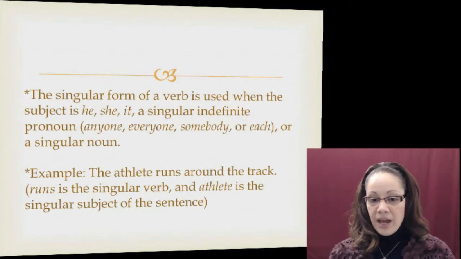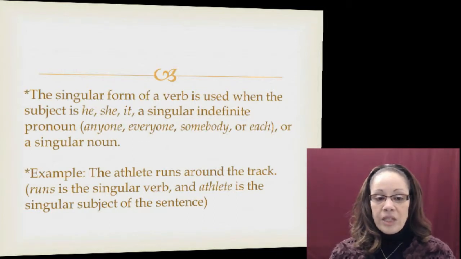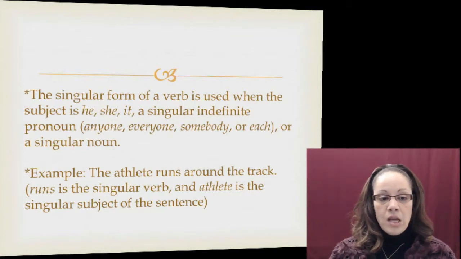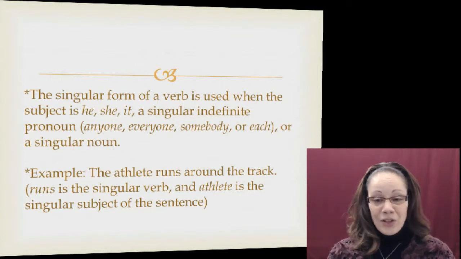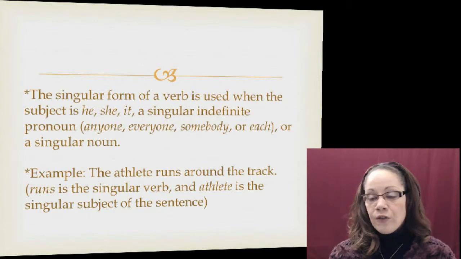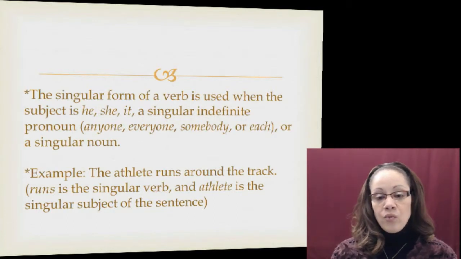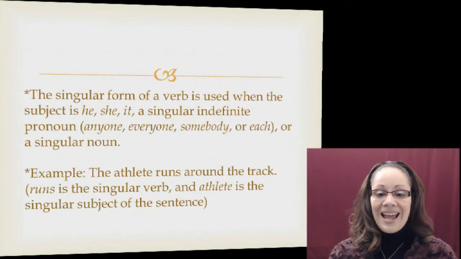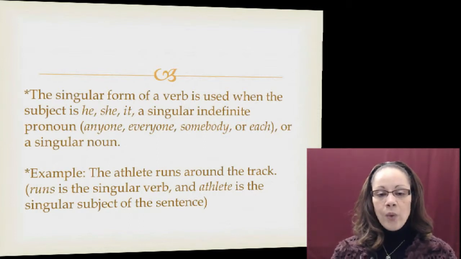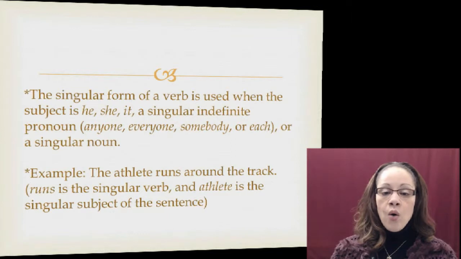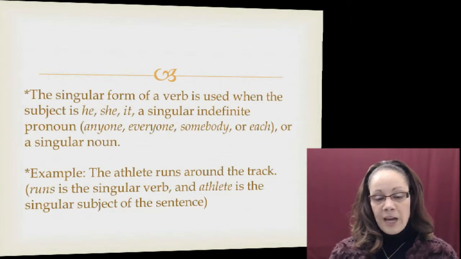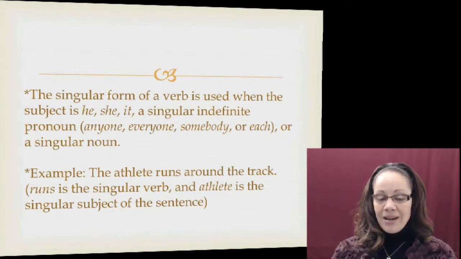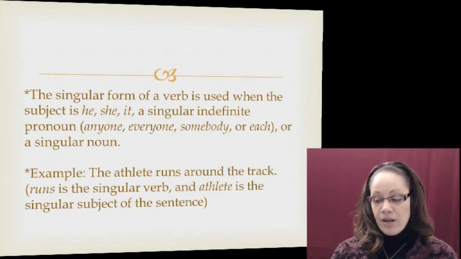Let's look at our example I have here for you. The athlete runs around the track. So, like we learned in module number 2, find your verb first of all. The verb is runs. Now we know it's a regular action verb that has an s at the end, so we know it's singular. So now, who or what runs? To find our subject, we ask that question. Athlete is the answer to that question. Athlete is singular. It matches our singular verb, runs.